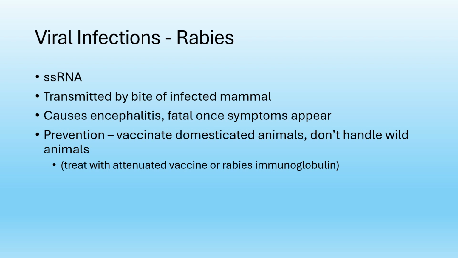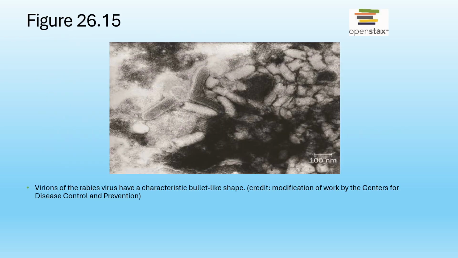At least in the state of New Mexico, the individual who was responsible for doing that autopsy and testing for rabies on the animal, they did receive a rabies vaccine for protection. This is showing here, you can see the rabies virus here. They look like little bullets.